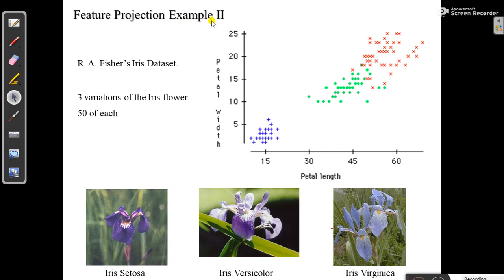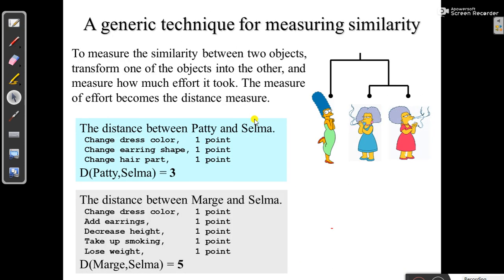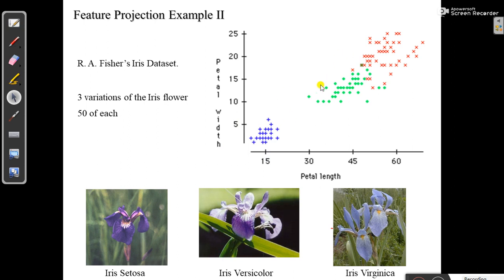Here again, feature projection example 2 is the iris data. You can find this dataset everywhere on the internet. Three varieties of iris exist in the dataset, with 50 samples of each variety of iris flower. This is iris setosa, this is iris versicolor, this is iris virginica. We can plot the dataset in a diagram using the petal length and petal width. In that way you can see the similarity between any two iris flowers.